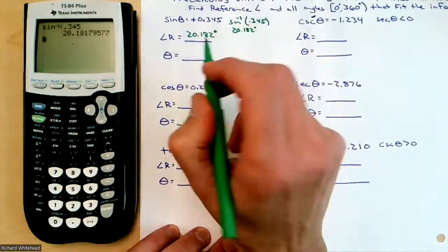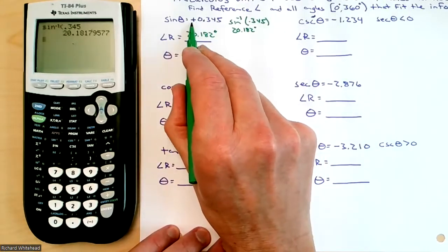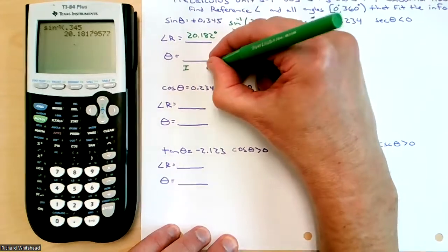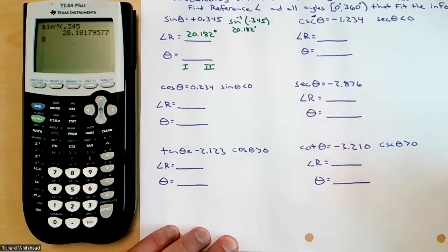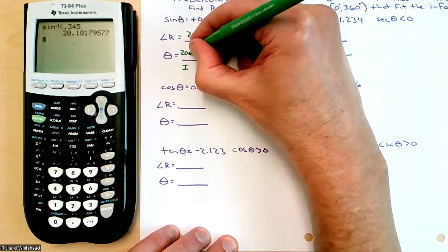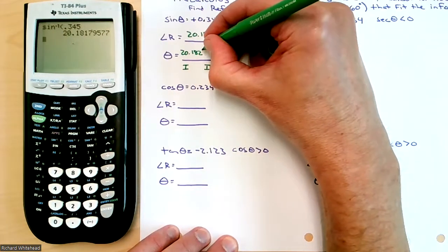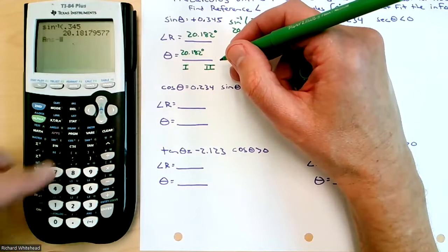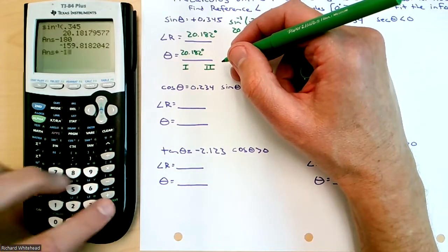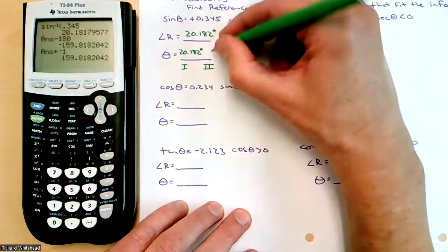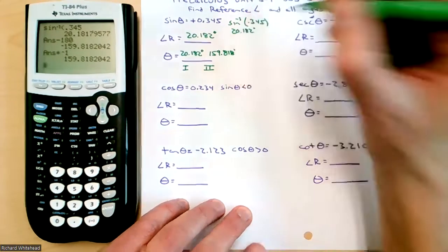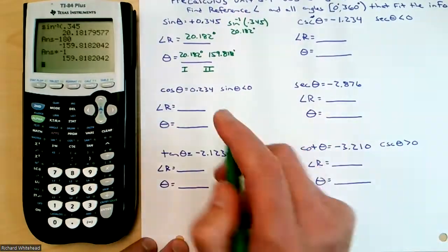Nothing to it. Then you look at it and say, okay, sine is positive. There's no other condition. Well, sine is positive in the first and second quadrant. So we go through the routine: first quadrant, that's easy, that's the reference. And then second quadrant, that's when we need to subtract from 180. So 159.818.